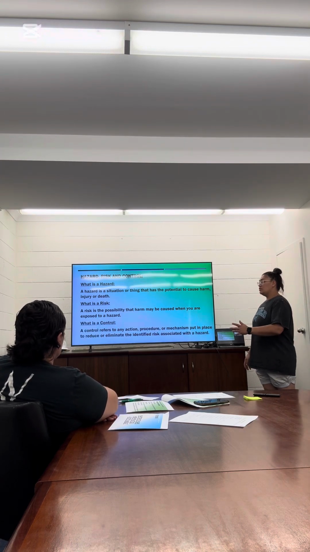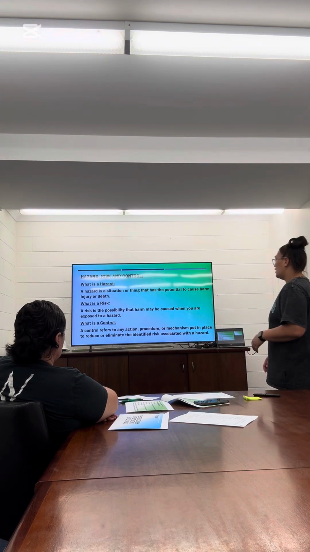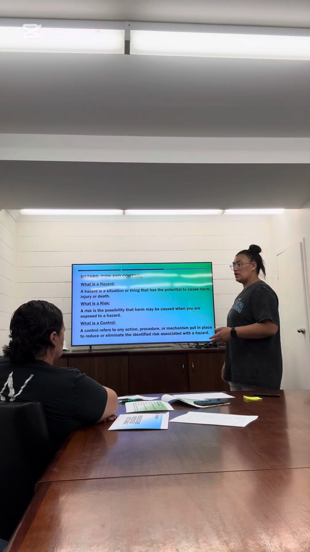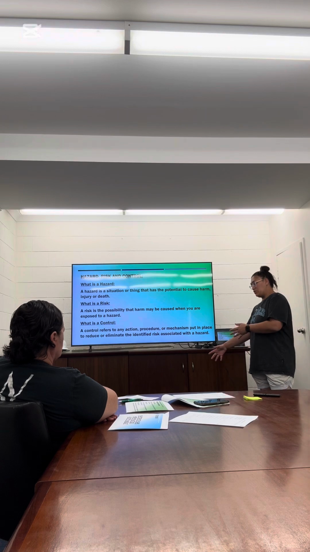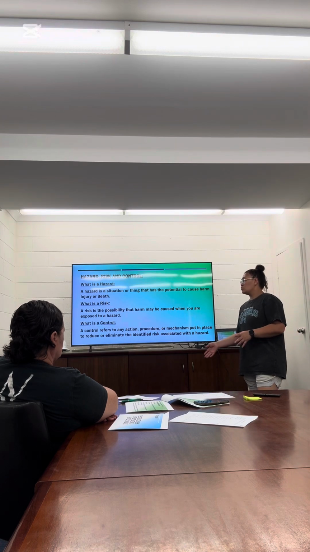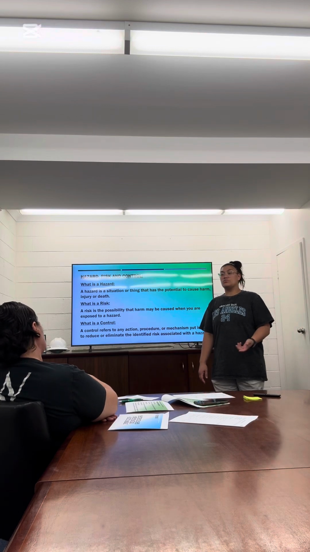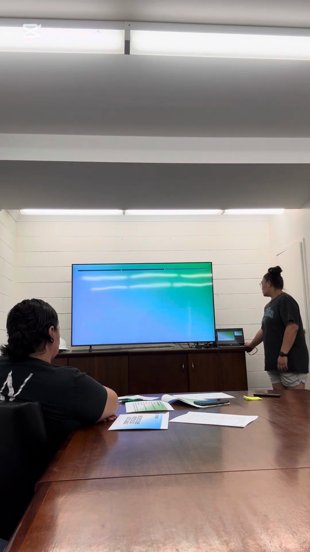And then control refers to an action or prevention, or a procedure or mechanism put in place to reduce or eliminate the identified risk. So how would we put in place a control for the hazard that you've explained? Put out signs. Beautiful, once we get it cleaned up. Good work, Florence.